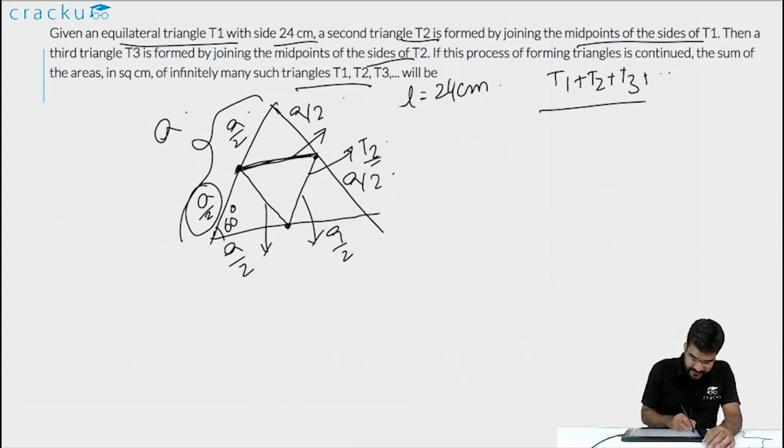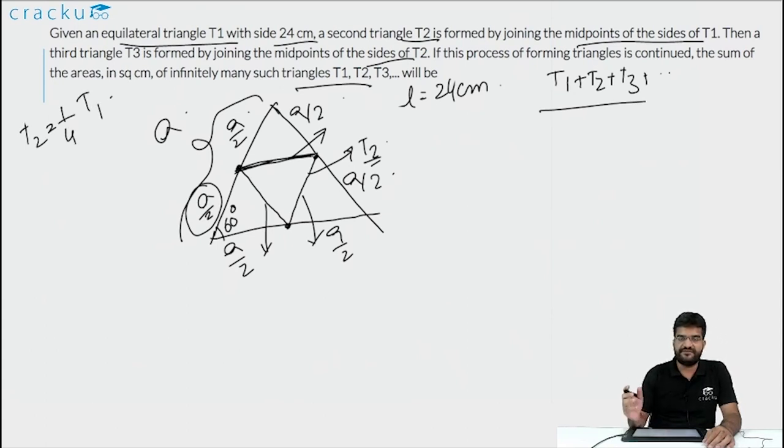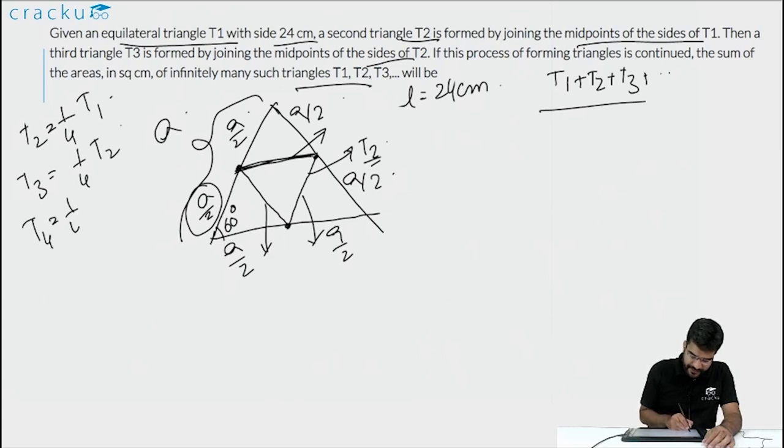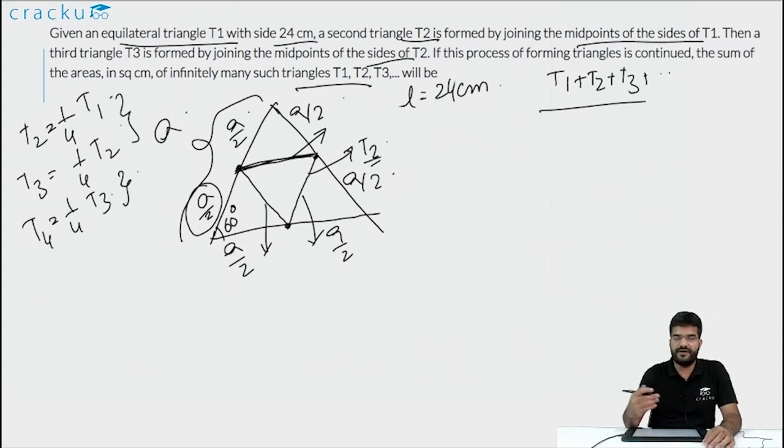So the area of T2 will be exactly 1/4 the area of T1. This is because each side of T2 is half the side of T1. Similarly, the area of T3 will be 1/4 of T2, and T4 will be 1/4 of T3, using the same logic. As we keep going further and further, every consecutive triangle will have 1/4 the area of its predecessor.